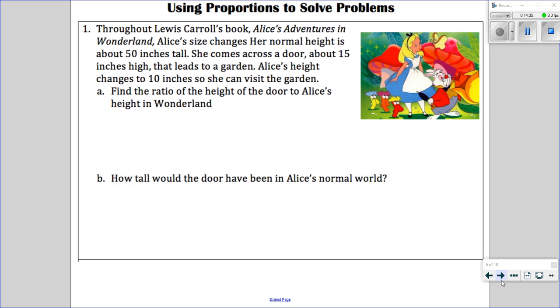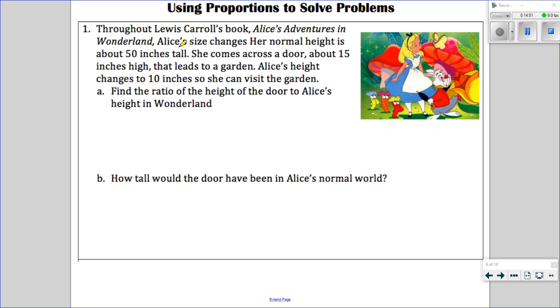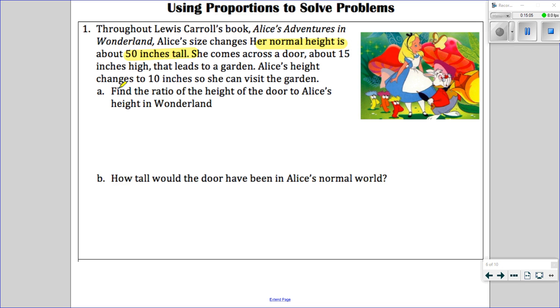So there's two things we need to do. We need to find the ratio of the height of the door to Alice's height in Wonderland, and then how tall the door would have been in Alice's normal world. So the first thing we need to do is figure out what information they gave us. So they said that her normal height is 50 inches tall, and her height changes to 10 inches. So let me put that in another color. So it changes to 10 inches.